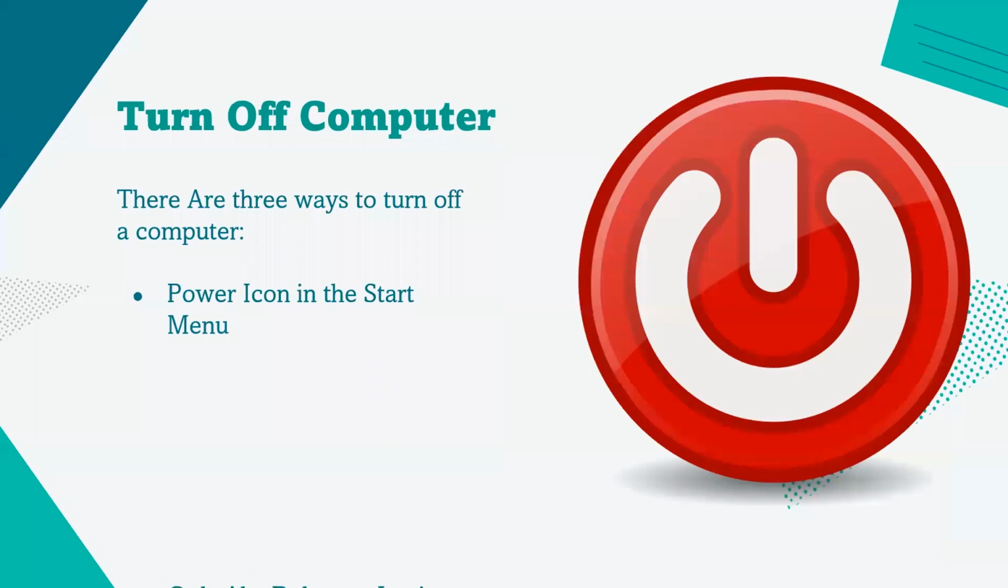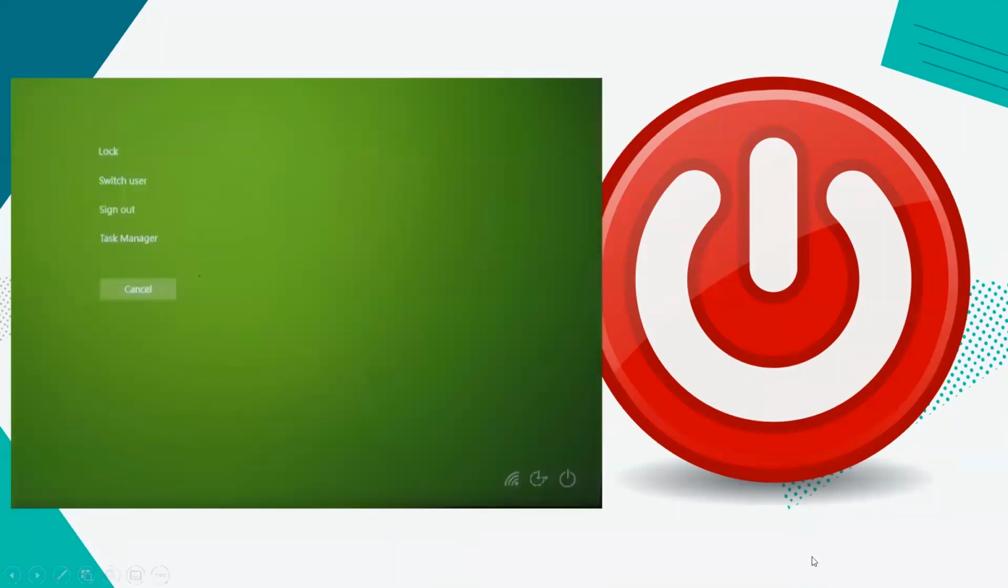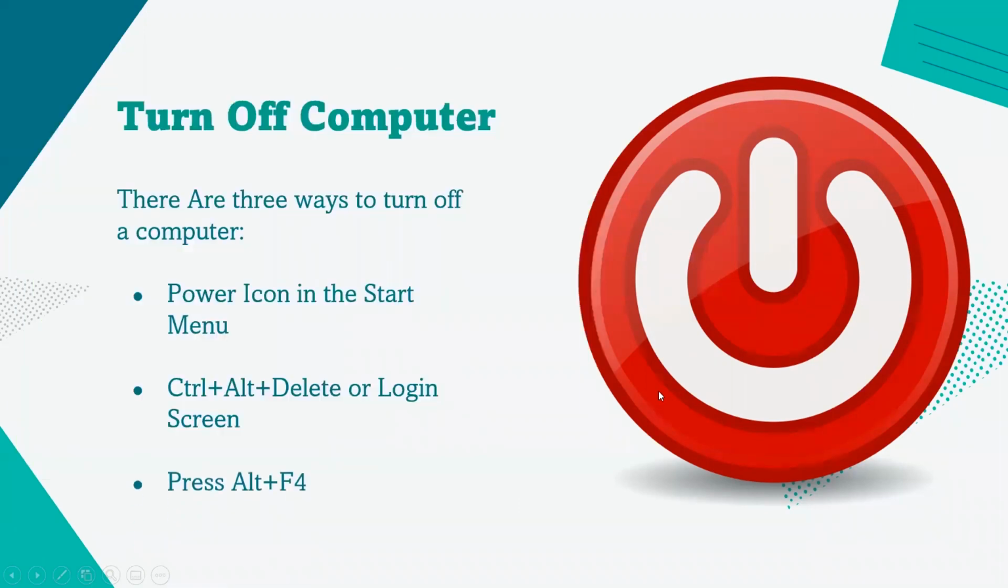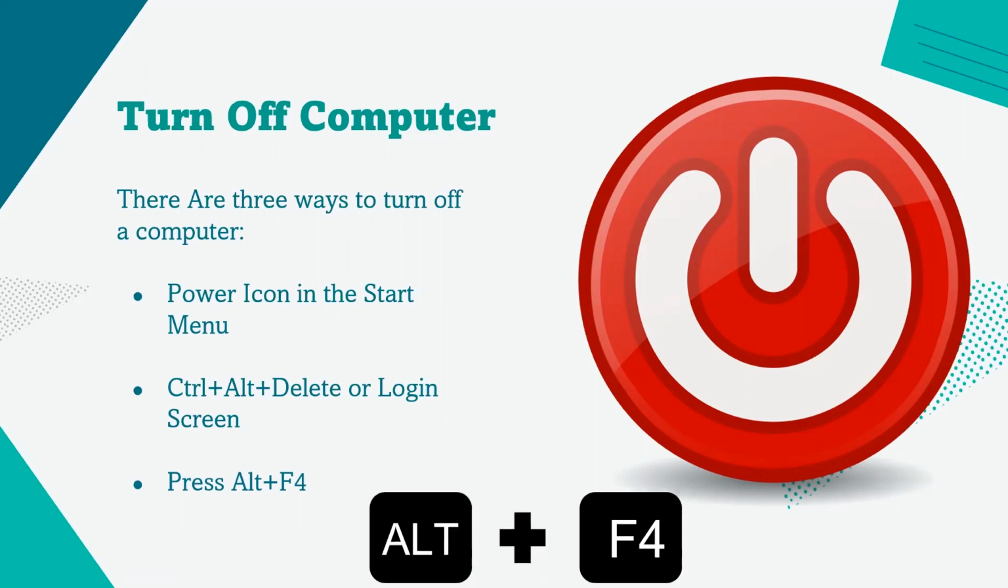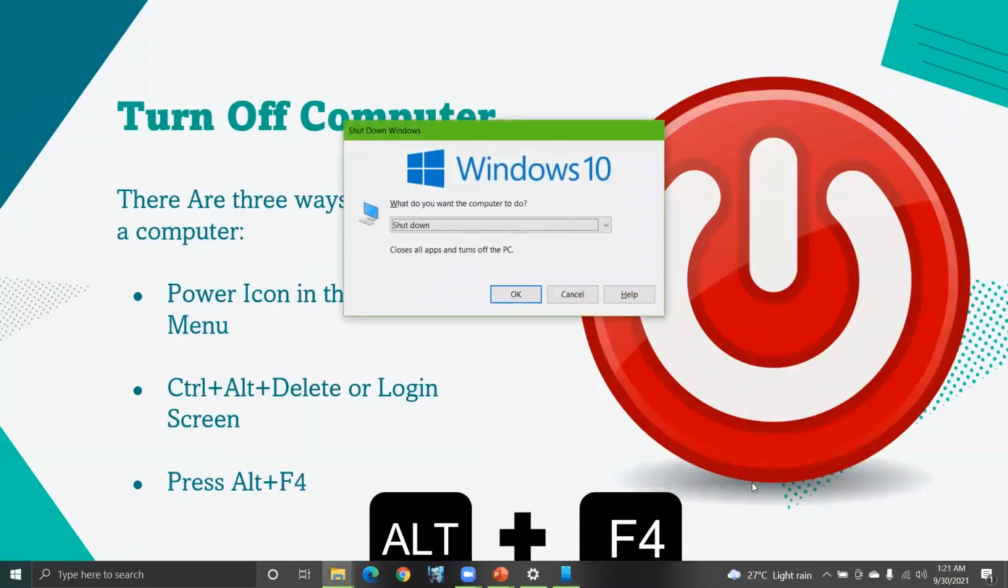Okay. The next way is Control Alt Delete. It will direct you to the login screen like this. Here you have this power button. Just click on that, and there is a shutdown, and you can click on that as well. And the next way is Alt plus F4. Press those buttons together, and you can again shut down the computer. So I'm gonna show you. Okay, like this. Here, if you press OK, the computer will shut down. So that's another way.